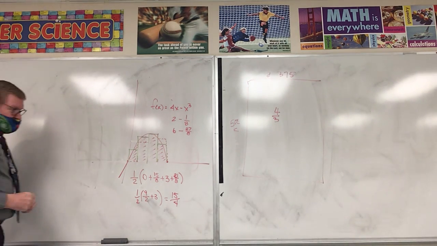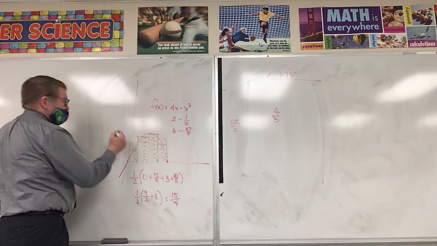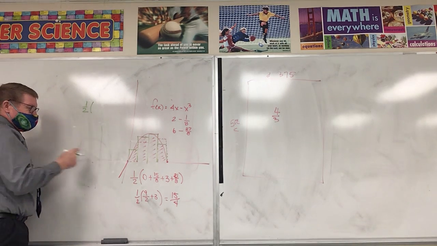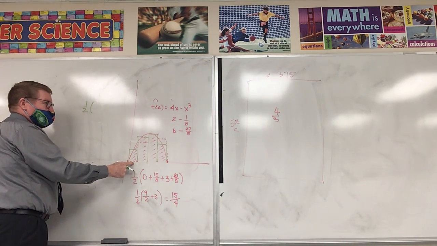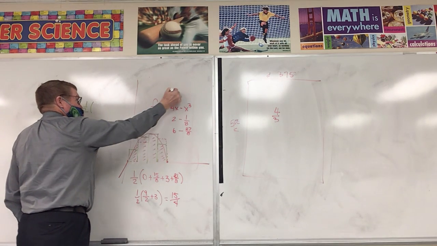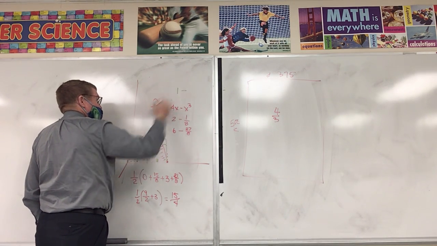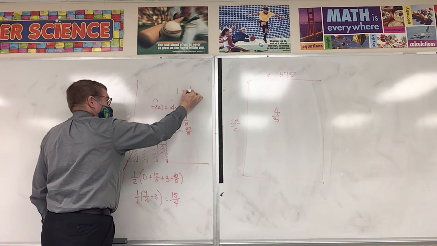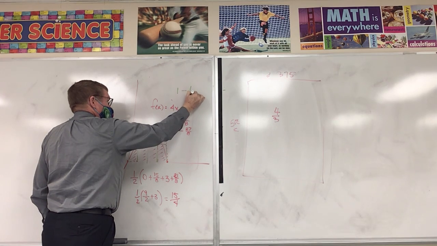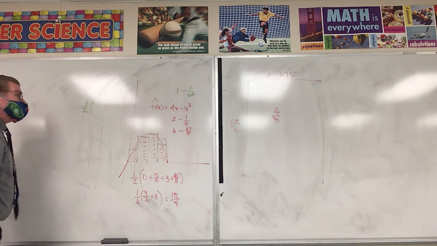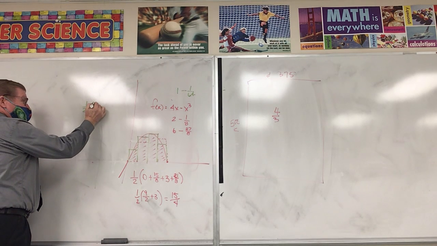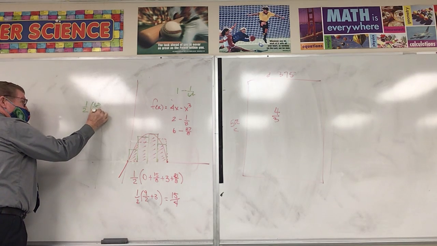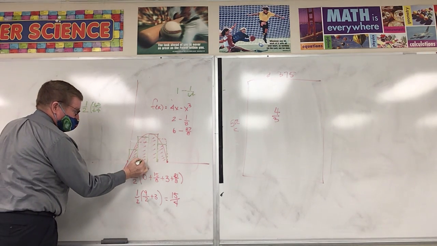Alright, there's our mid-RAM. Again, my width is 1/2. So instead of using 0, we're going to use 1/4. 1/4 times 4 is 1, minus 1/4 cubed, which is 1/64. So 1 minus 1/64 is 63 over 64.